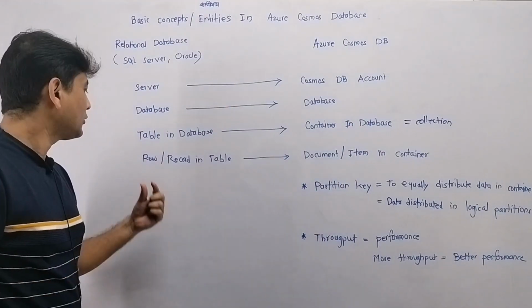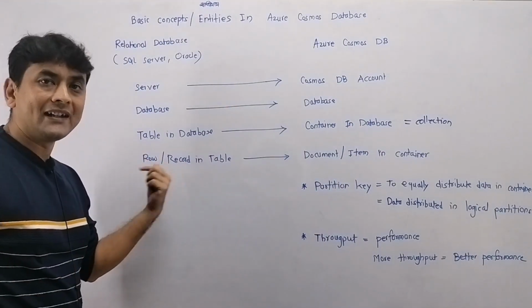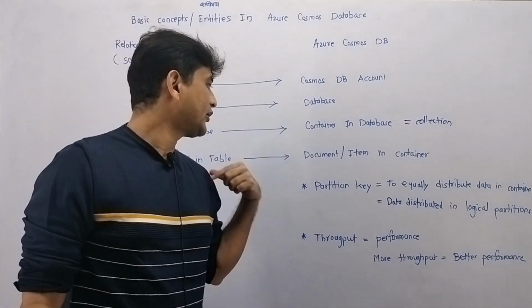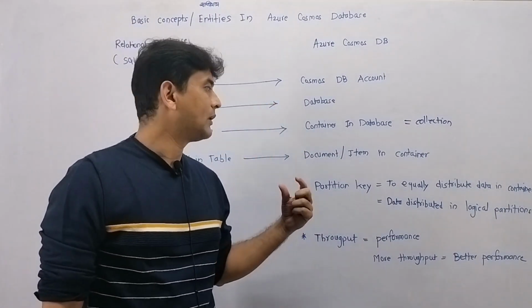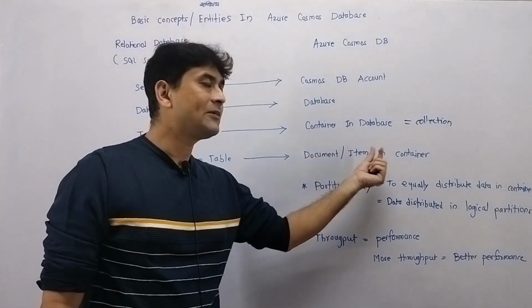Now in a relational database, we can add a row or a record in a table, and in Cosmos Database, we call it a document. So we can add documents or items in a container.